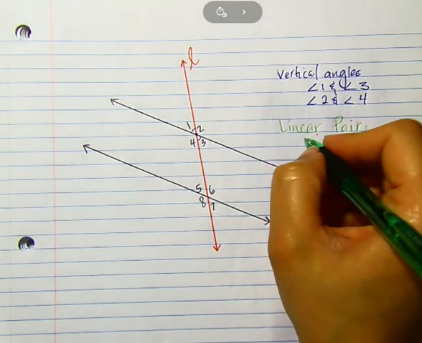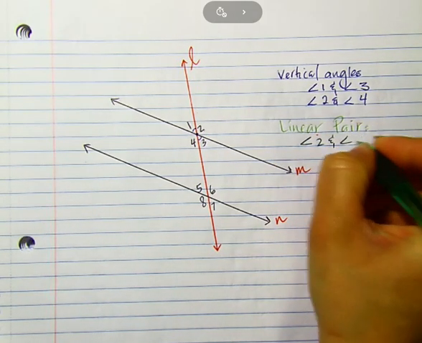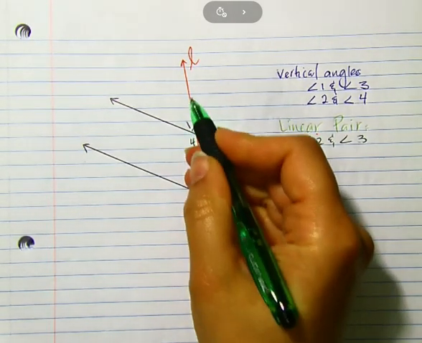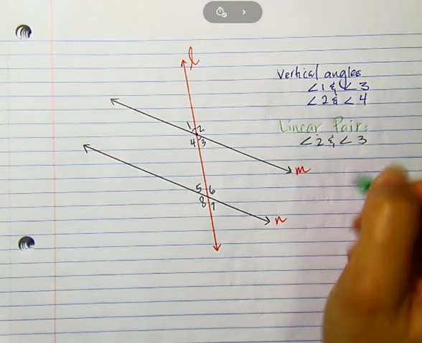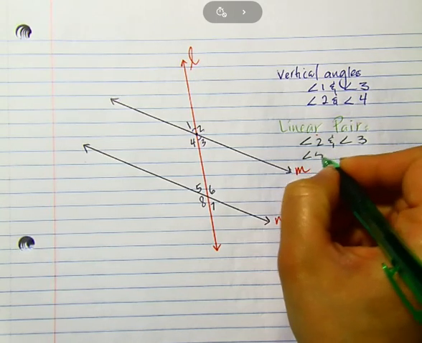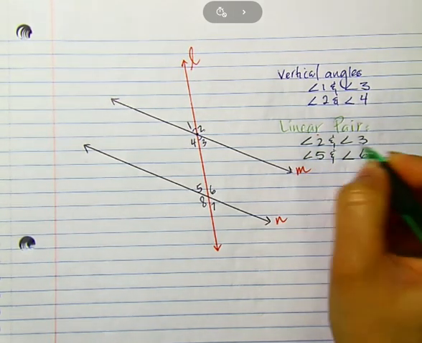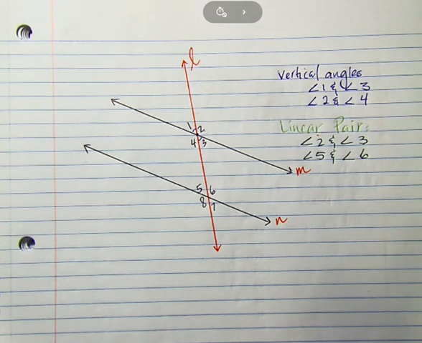So I'm going to go ahead and write a couple of examples. I'm going to say angle 2 and angle 3. Notice they extend with their outer rays to form a straight line. I'm going to also go ahead and name a couple more over here. How about angle 5 and angle 6. And again, there's many, many more that we can identify, but I'm just going to go with only a couple.